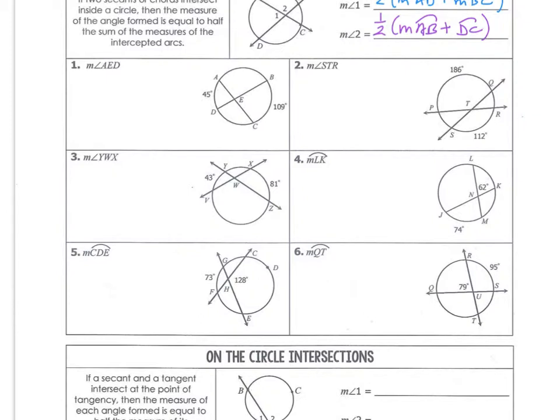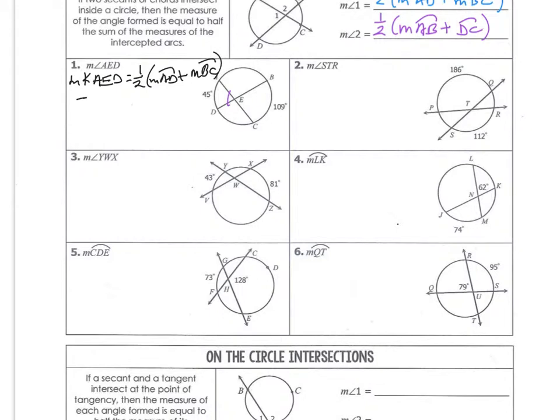So if I'm going to find AED, isn't AED right here? Yeah. Okay. What are the intercepted arcs of AED? AD and BC. Dustin's not the only one that's going to answer me today, is he? Right? So the measure of angle AED is equal to half the measure of arc AD plus the measure of arc BC. I'm going to squeeze that in there if it kills me.